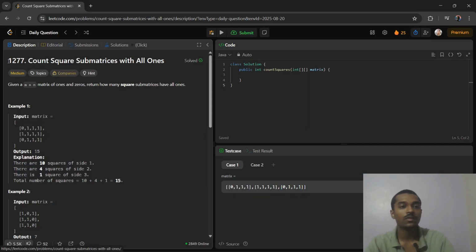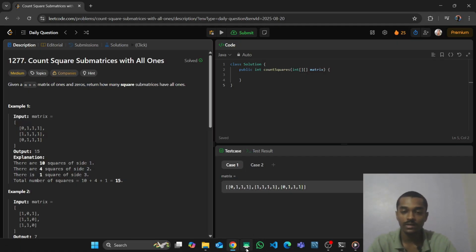So guys, today's question was count square submatrices with all ones. You are given an m cross n matrix, and you have to return how many square submatrices have all ones. So let's understand the question.